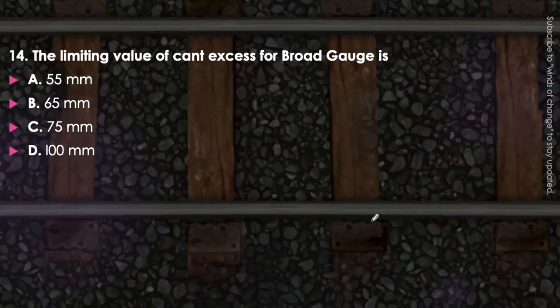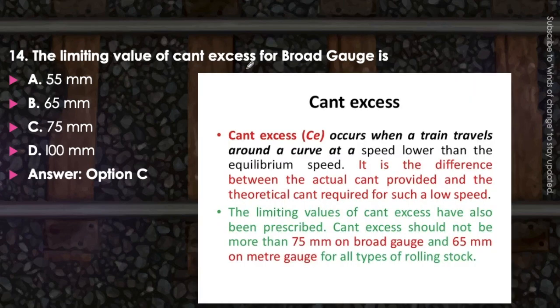Next question. The limiting value of cant excess for broad gauge is 55 mm, 65 mm, 75 mm or 100 mm. We are talking about the limiting value of cant excess for broad gauge track. Here we are talking about cant excess, not cant deficiency. So what will its value be? It will be option C, that is 75 mm. 75 mm is the value of cant excess that can be provided. Cant excess occurs when a train travels around a curve at a speed lower than the equilibrium speed. In that case cant excess is provided, and it should not be more than 75 mm on broad gauge and 65 mm on meter gauge track.